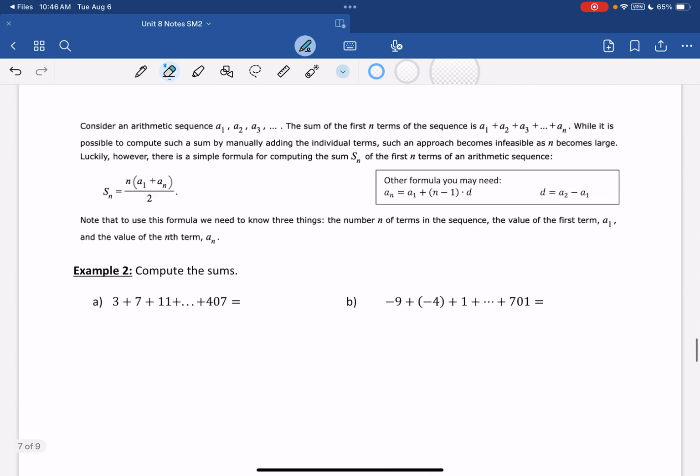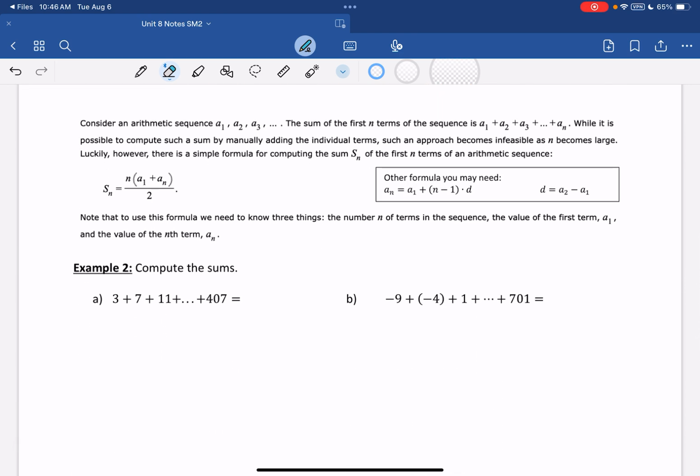So, consider the arithmetic sequence a sub 1, a sub 2, a sub 3, and the sum of the first n numbers in the sequence, a sub 1 plus a sub 2 plus a sub 3 plus a sub n. Well, it's possible to compute such a large sum manually by adding the individual terms like we just did. Such an approach becomes infeasible as n becomes really large. So there's a simple formula to help us with that. The sum, S of n, is equal to n times a sub 1 plus a sub n, divided by 2.